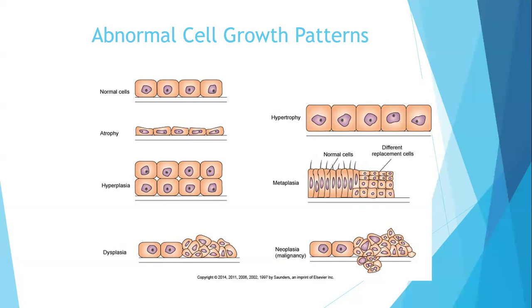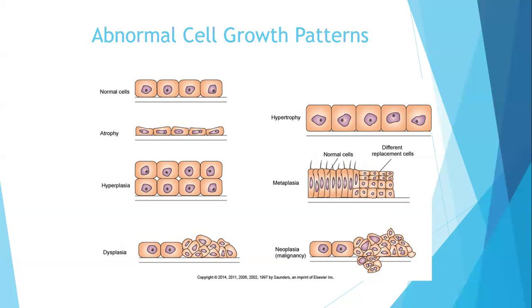Metaplasia is where a mature cell type is replaced by a different cell type. So we have normal cells, atrophy is smaller cells, hypertrophy is larger cells, hyperplasia is more cells, metaplasia is different cells, dysplasia is weird cells, and neoplasia is new growth. There's something wrong.